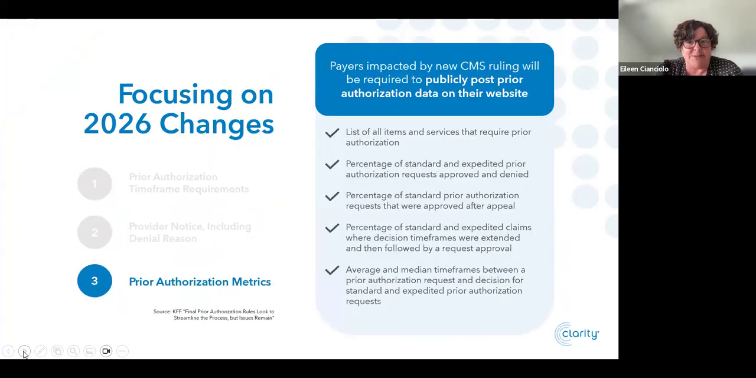So if we go to the next one. Now, the final third change for utilization management is around prior authorization metrics, the 2026 changes.